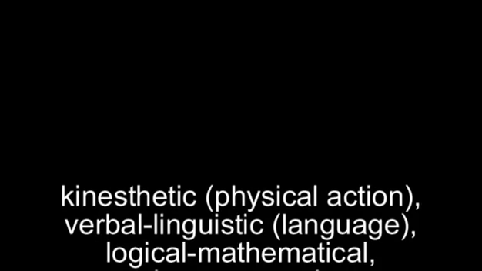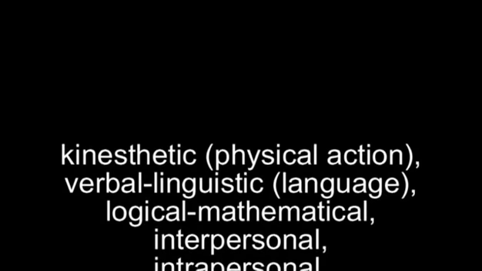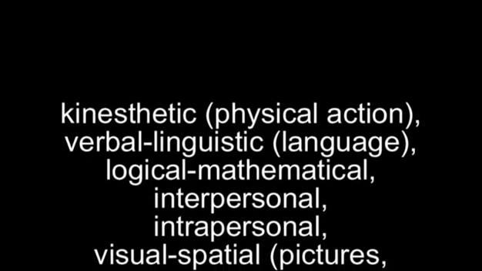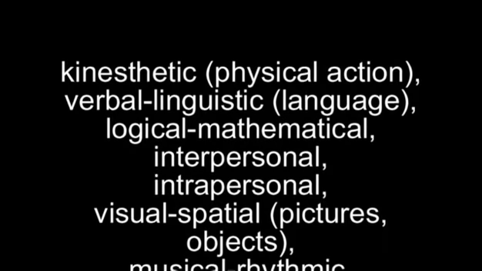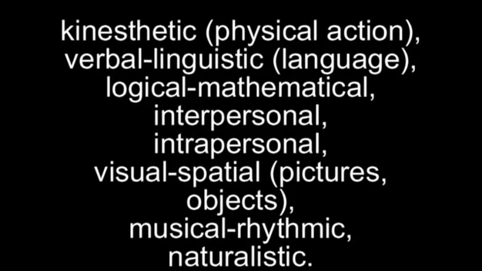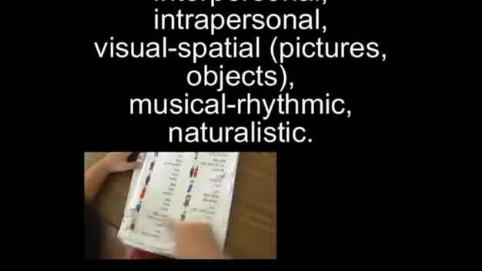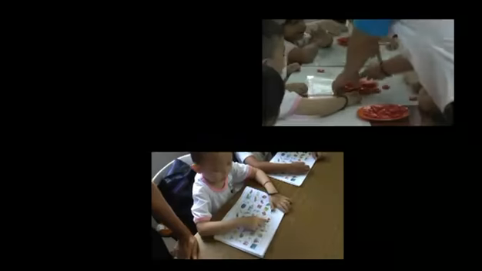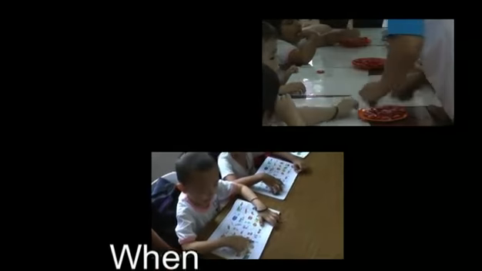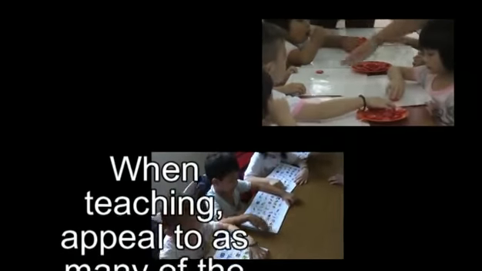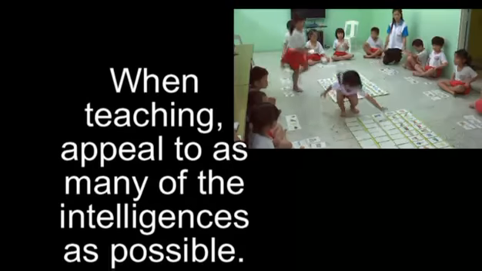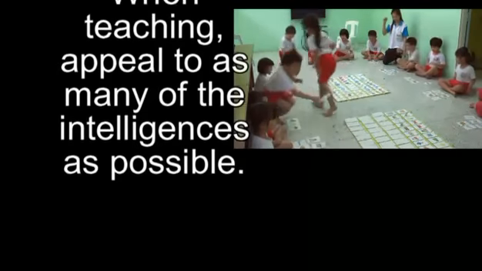Let us summarize. People learn in different ways. The 8 ways are kinesthetic or physical action, verbal linguistic or language, logical mathematical, interpersonal, intrapersonal, visual spatial using pictures and objects, musical rhythmic, and naturalistic. The whole idea is to teach using different strategies to cater for the different ways students learn. One way is not likely to suit everyone.